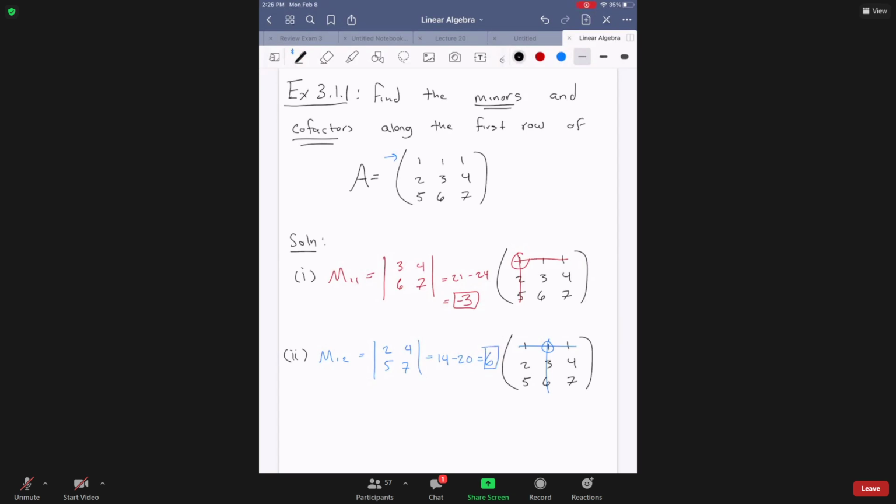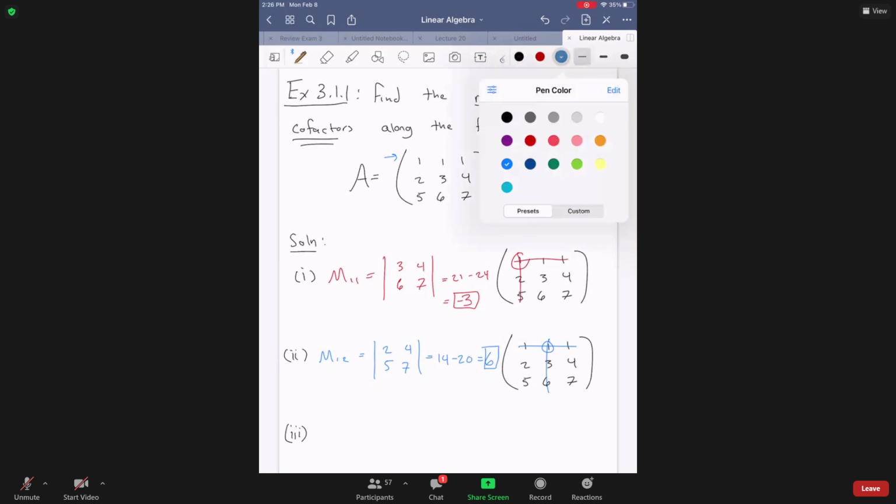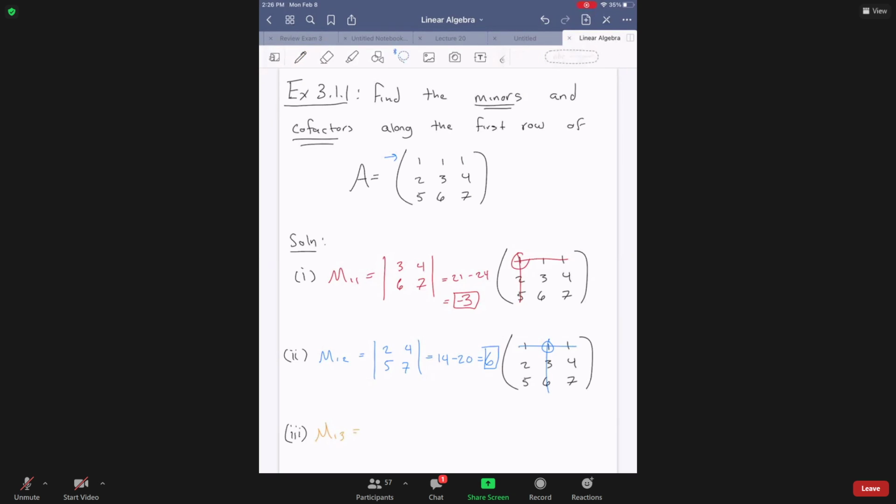And then third, let's say we take, I don't know, M13. So again, that refers to the first row, third column element, okay? So it's this one. So just get rid of that stuff, and just take the determinant of what's left there. So 2, 3, 5, 6, and this is going to equal 12 minus 15, which is equal to minus 3. And that's it. So those are the minors.